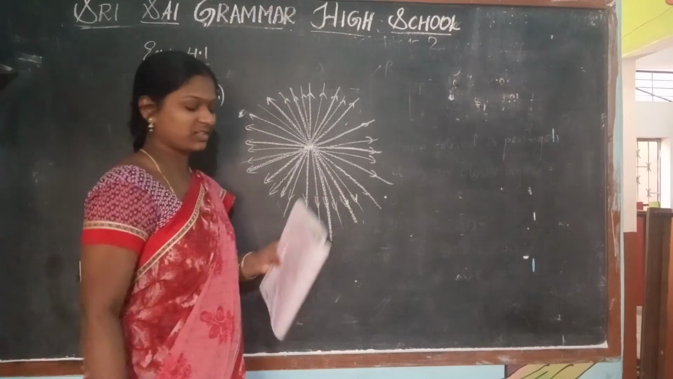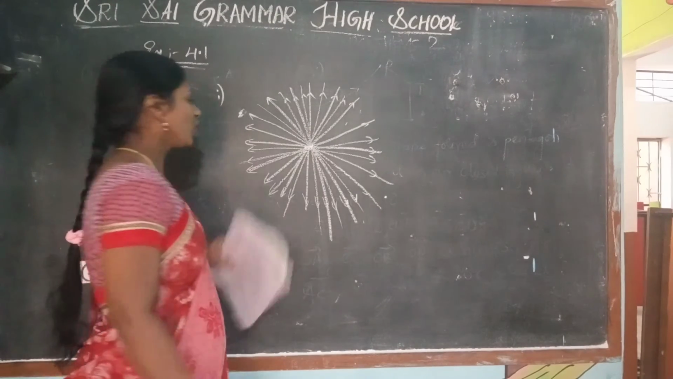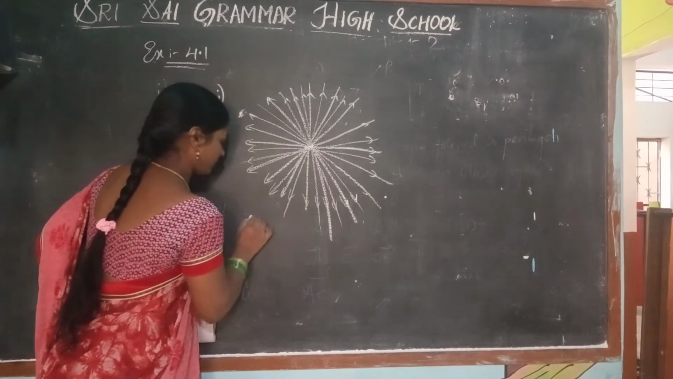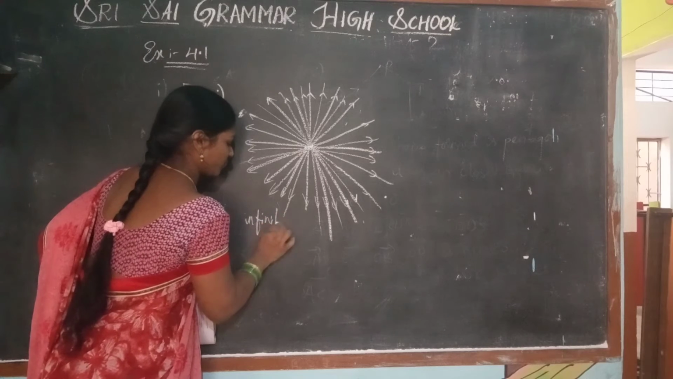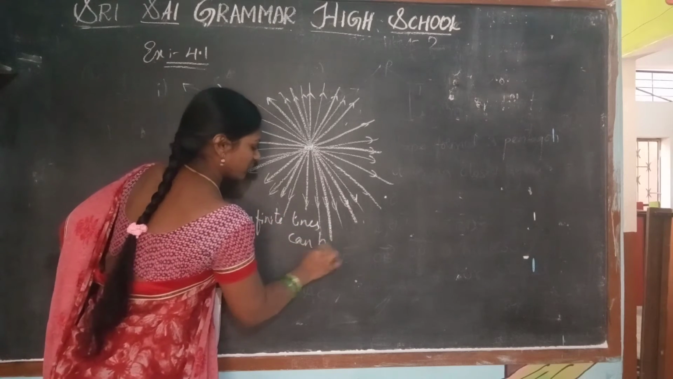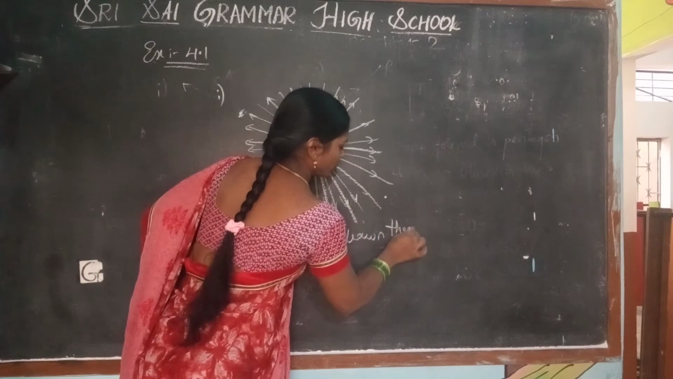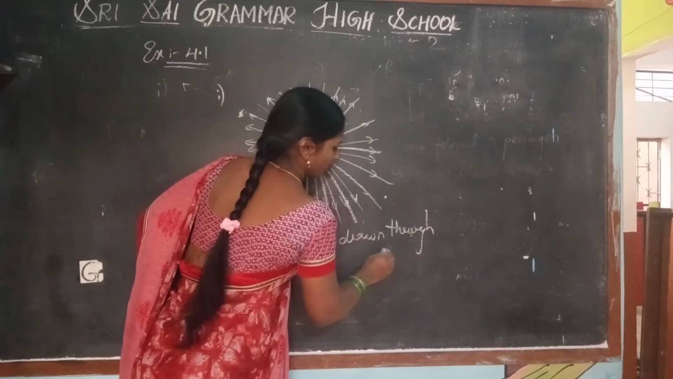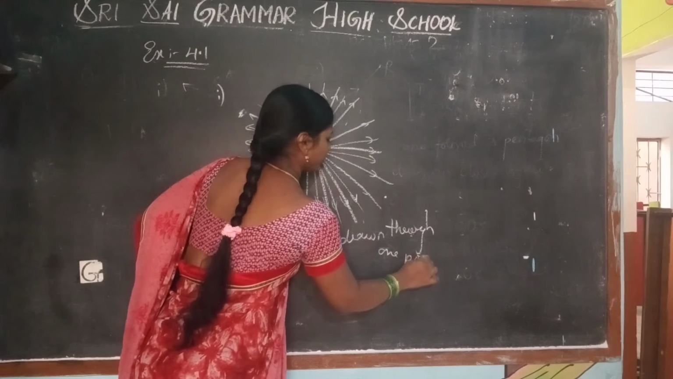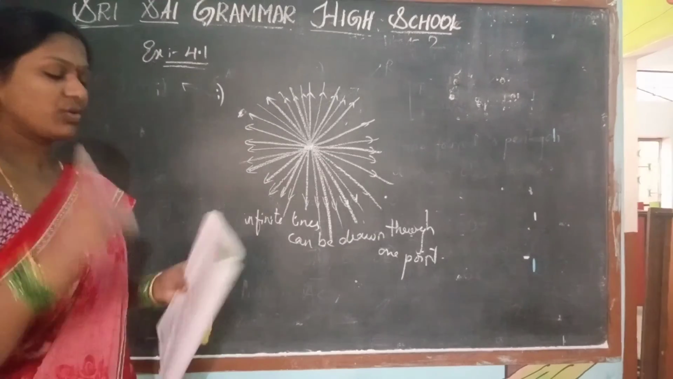Yes, infinite lines can be drawn through 1 point.